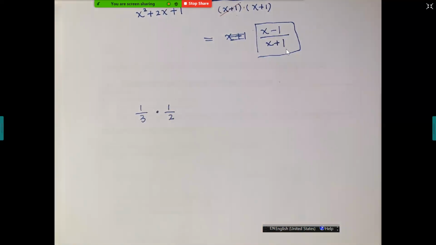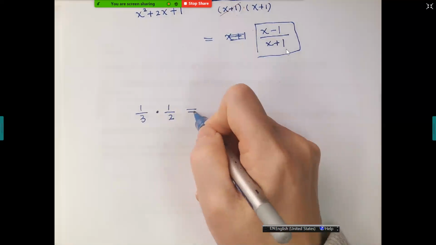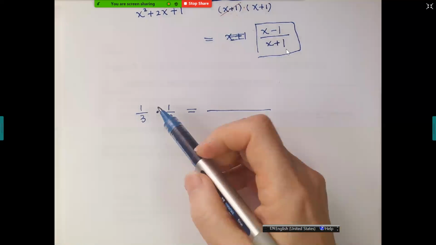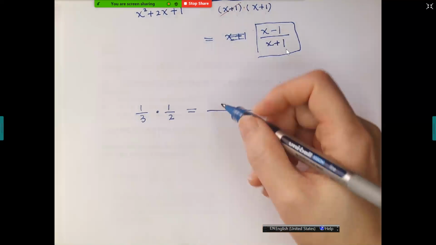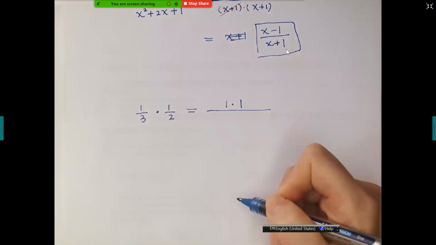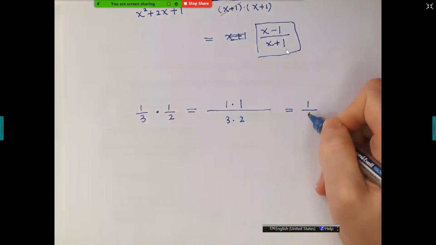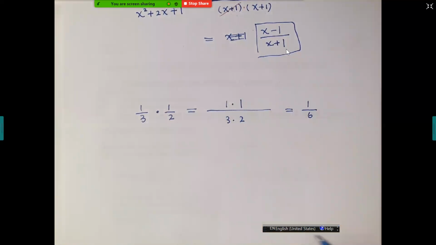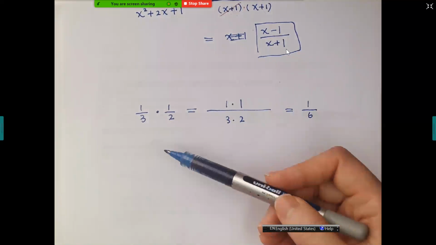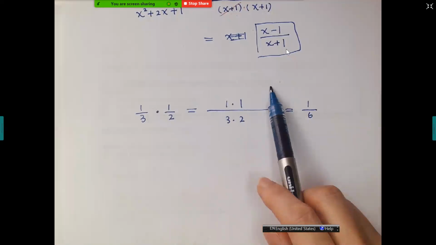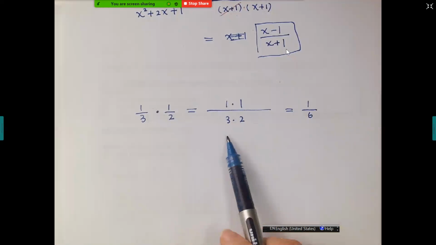Recall what we did in pre-algebra. To multiply two fractions, we are going to just multiply the two numerators. 1 times 1 is 1. 3 times 2, that's 6. So then we get 1/6. And this is a fundamental rule. This rule can be applied to rational expressions. To multiply two rational expressions, we just multiply the numerators and then multiply the denominators.